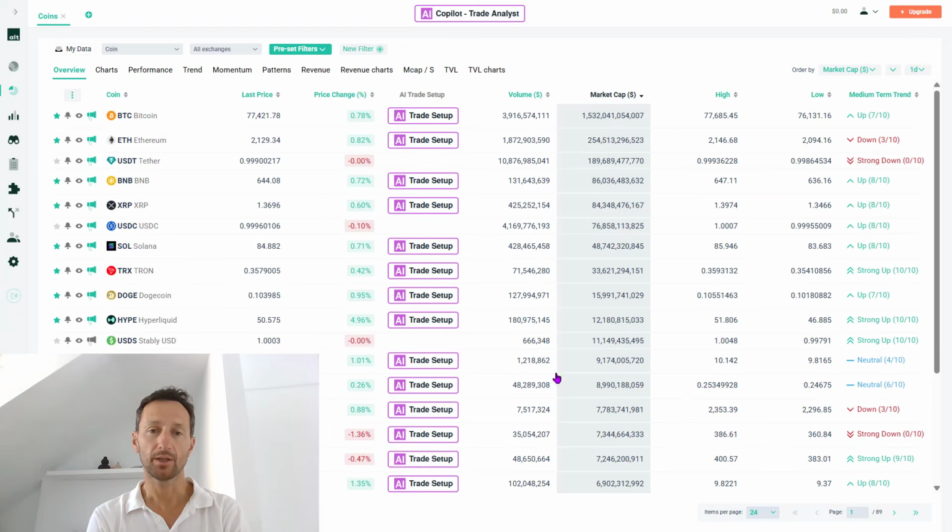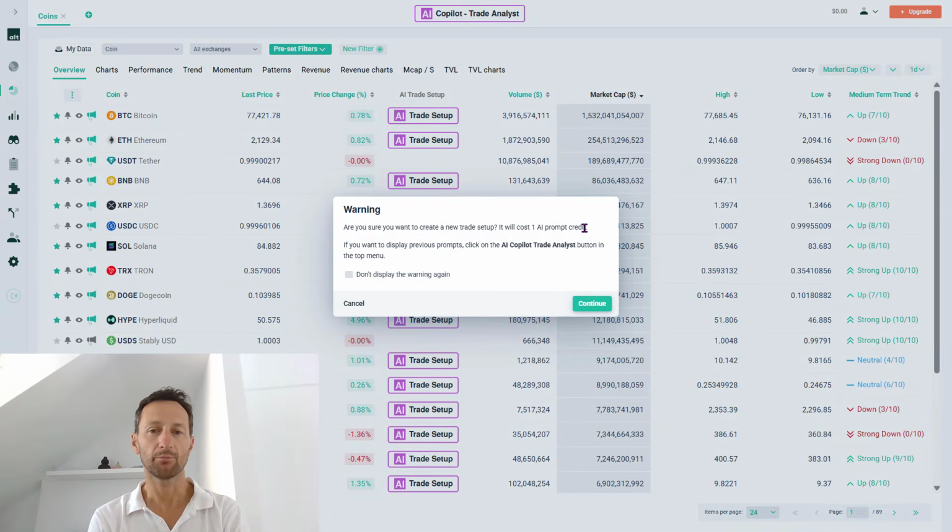Obviously you could just go down the list here and hit trade setup over and over again, but that would also take time and use up a lot of your prompts because you have limited prompts. Even as a free registered user, you get some prompts available on a daily basis, but you don't want to waste them, right? So I'll show you some tips on how to best utilize the prompt credits that you have. In any case, let's go ahead and run the trade setup for Bitcoin.